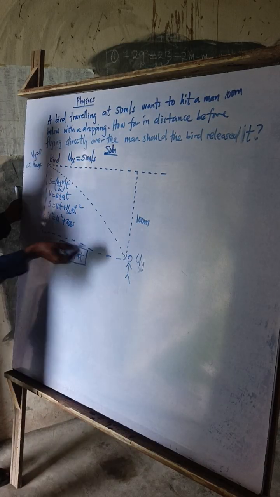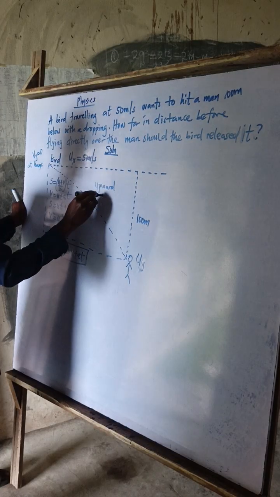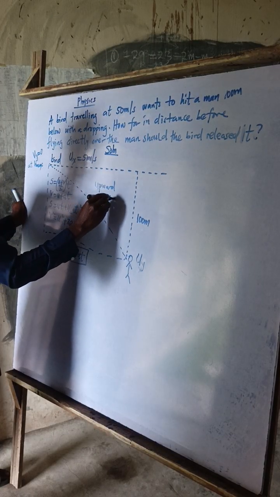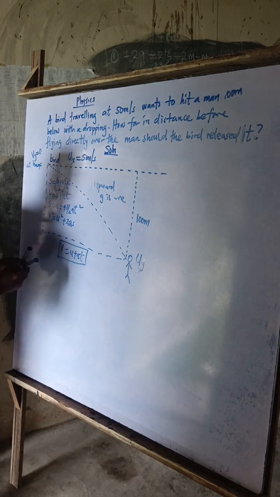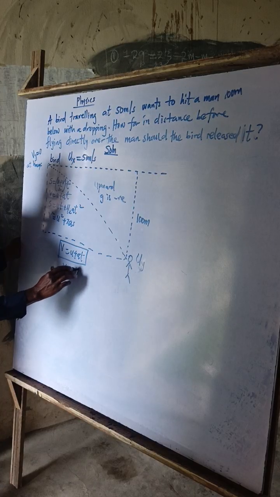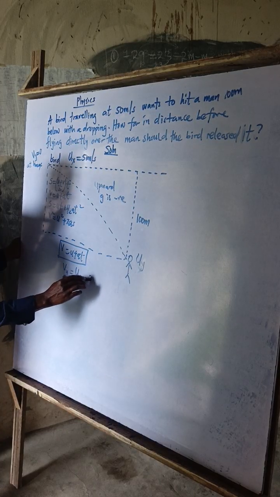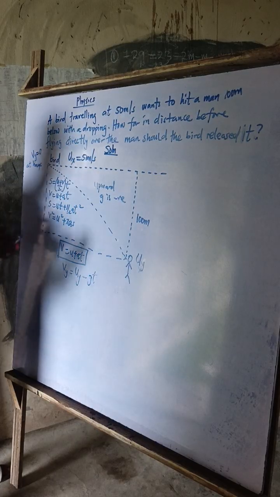Now for upward motion, we have g to be negative. Upward motion, g is negative. We have the negative value of g. So this equation turns to v final, that is v of y equals to u of y minus gt, the vertical component. We want to determine the time taken to reach the maximum height here.